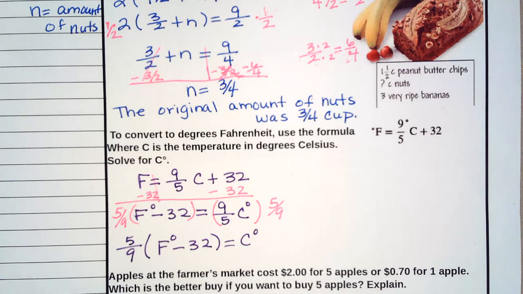Could we distribute the 5 over 9? We could. But in this case, we know that 32 is not divisible by 9, so we'll end up with a not so nice fraction. So we'll just leave it the way it is because it makes it into a nice equation.